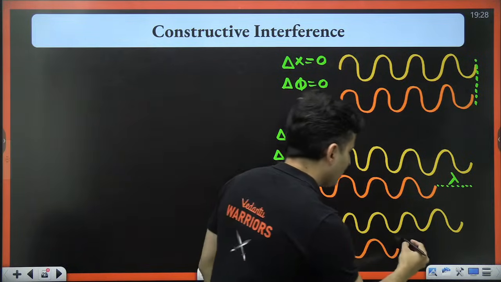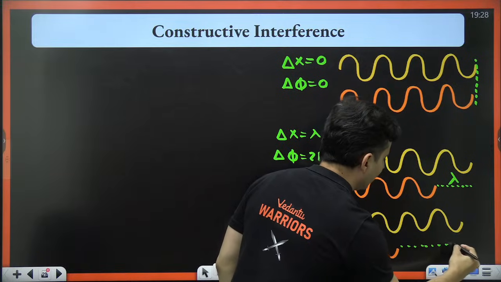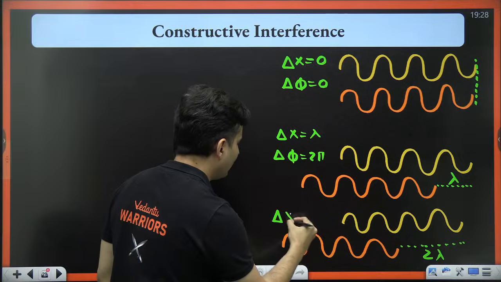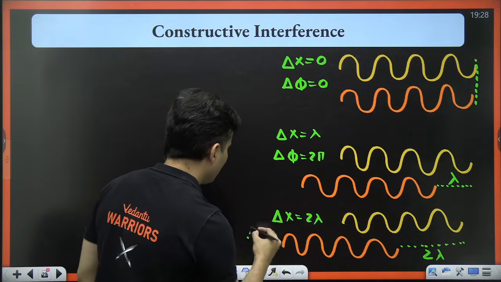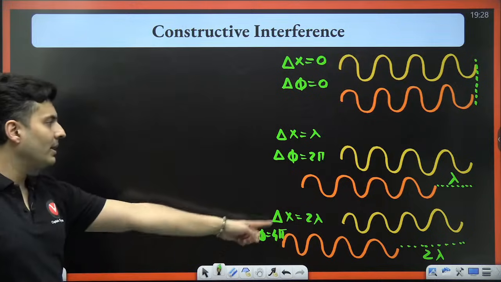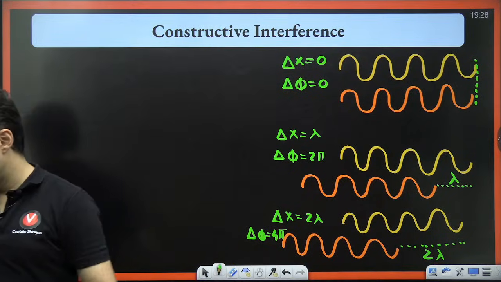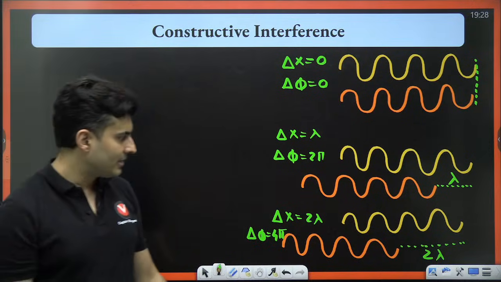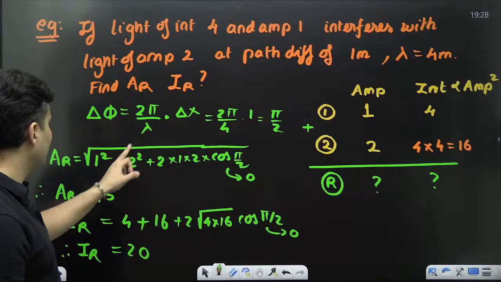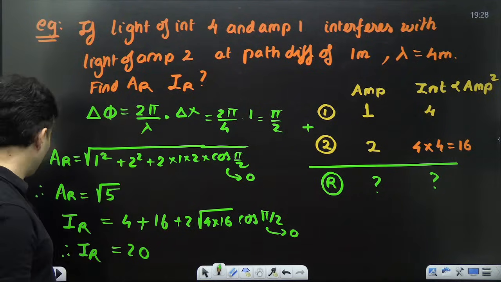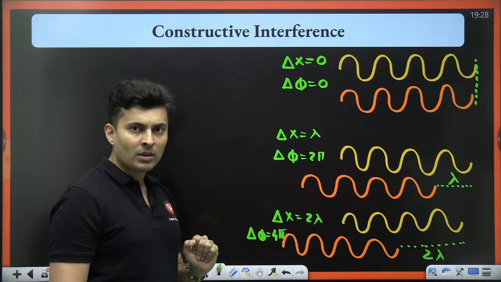Observe here, there is one wave and then another wave. So it is basically 2 lambda. So here you will see delta x is basically 2 lambda. So delta phi will be 4 pi. Everybody with me on this? Awesomeness. So again I am using this only. If delta x is 2 lambda, lambda cancels, 2 2s are 4. So 4 pi radians, correct.